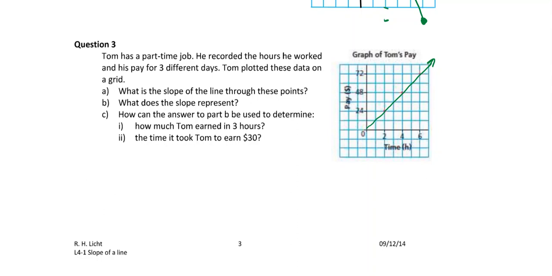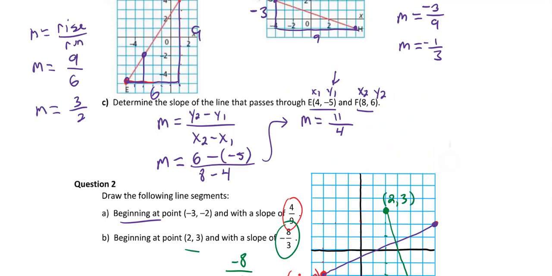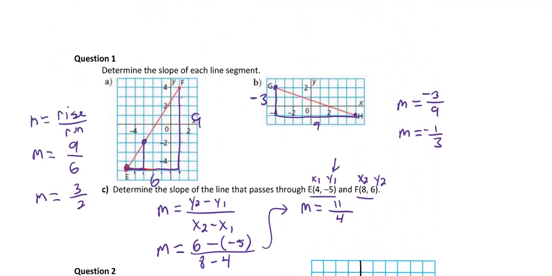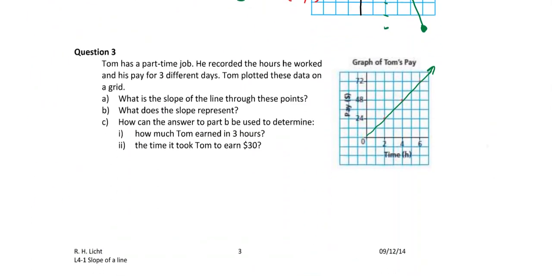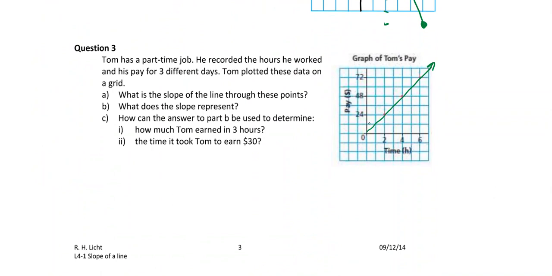Careful here because now we can't just count the boxes, right? In the other examples, we were going up by 1. Every box represented 1. In this case, our pay is going up by 12. Every one of these boxes is 12. So we've got to be a little careful on this.